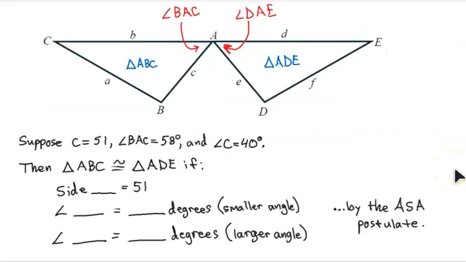Okay, this will be our last example. And you've seen this before. You've seen triangle ABC in a previous video, triangle ADE, and we know that this angle is angle BAC. We know this angle is angle DAE, okay? And here's what we're told, that side C is 51. Well, here's C. So we're going to say that C is 51, okay?